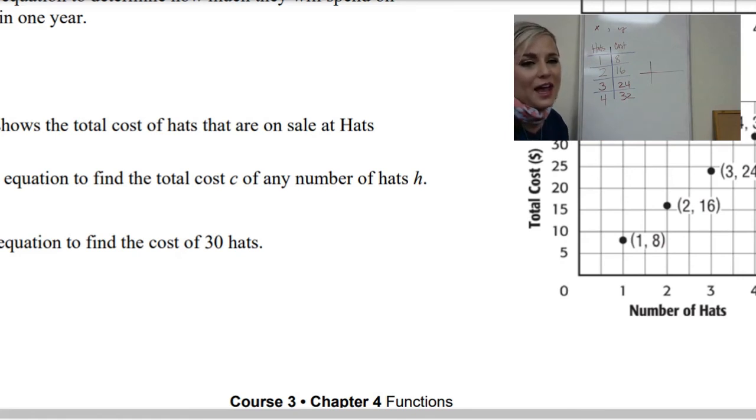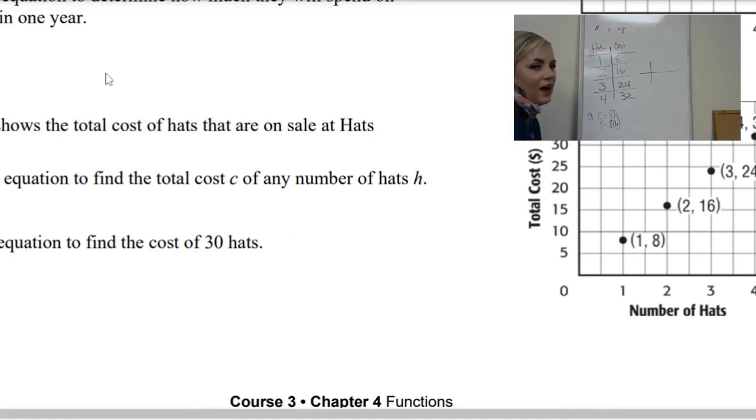All right, so they want us to A, write an equation to find the total cost C of any number of hats H. Okay, so A, we're going to write it to find the C. So we know that cost is equal to however many hats you buy times 8. And I like to do my number first, and then my variable. So it just makes me feel better. You can do it really however you want. You can do 8 times H.